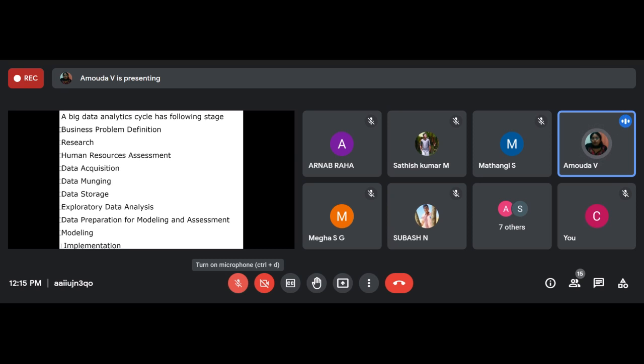Business problem definition and research. You have to do research on it because first you have to find the problem. Whatever the people say will not be an intact and complete problem; they may say something colloquially. You have to do the research and a human resource assessment. Every form should be given to every employee to assess what the problem is. Then data acquisition and data munging, which is very important. Munging is nothing but pre-processing.